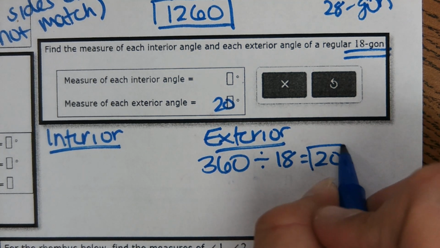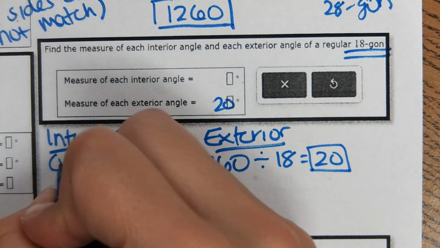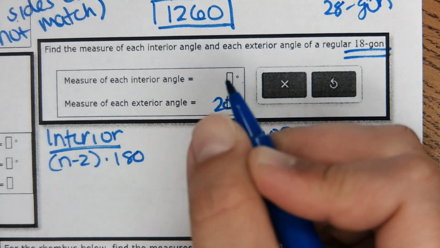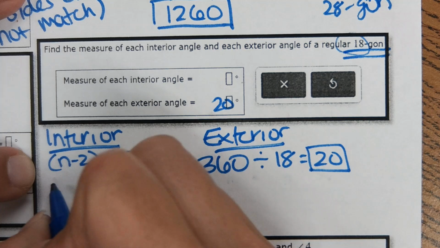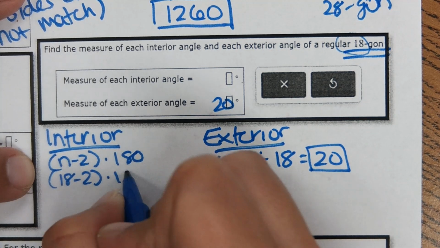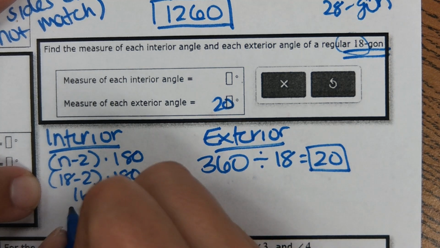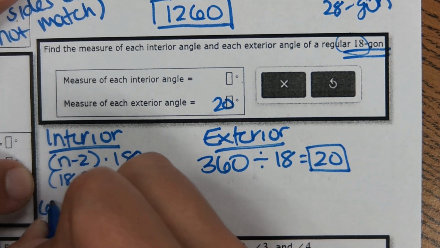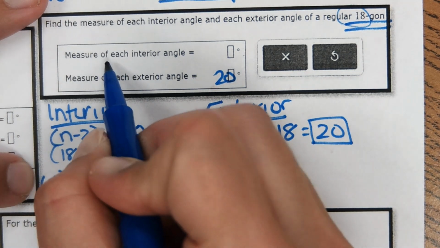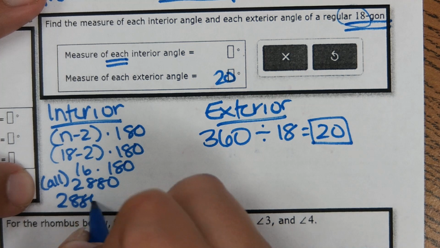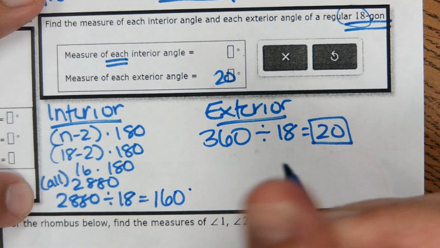That was easy. And then for interior, you have to find the sum of all the interior angles using (n minus 2) times 180. And then you divide it by 18 to get each interior angle. So we put in (18 minus 2) times 180. 16 times 180 is 2880, and that's for all the angles added up in that shape, but it wants each interior angle, so we have to do 2880 divided by 18 angles, and then each angle is 160 degrees.